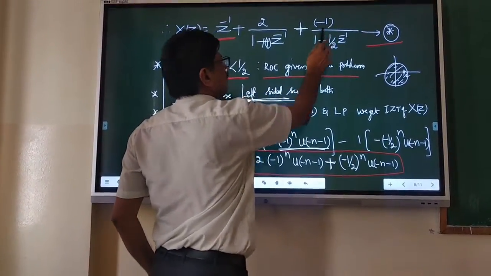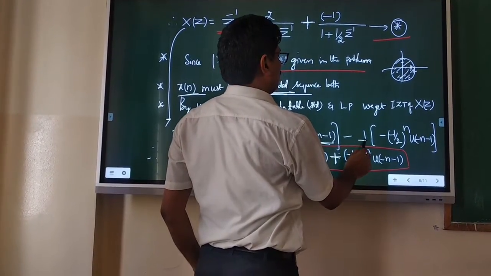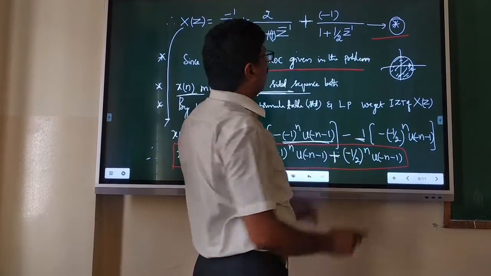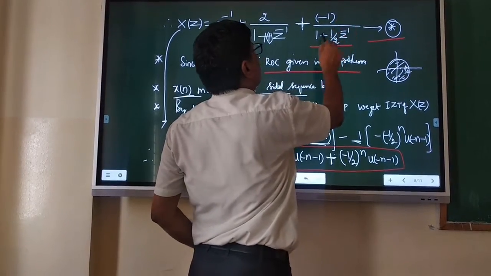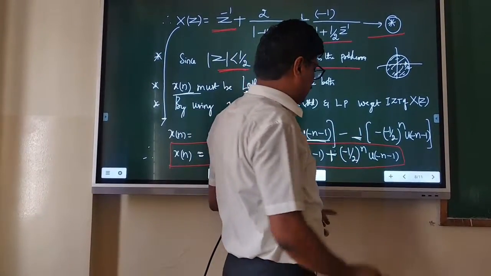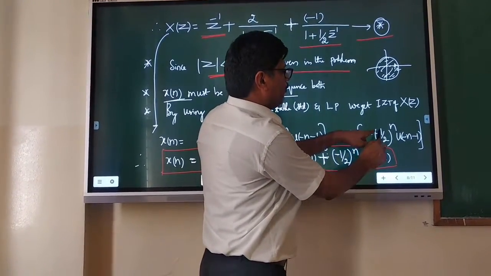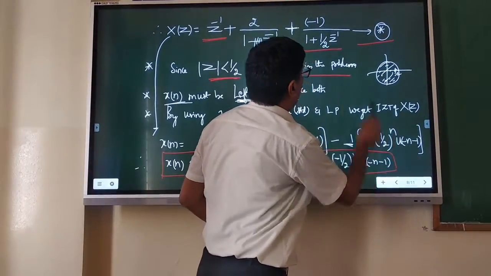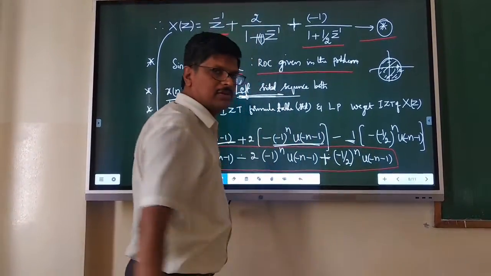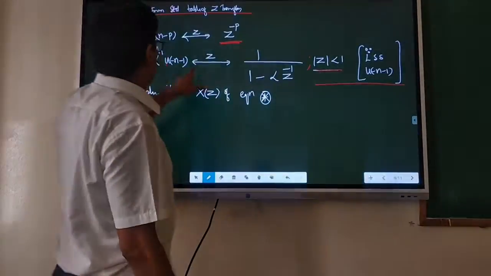Similarly, for the second one, this also has minus 1 as the constant. The z transform of 1 by 1 minus of minus 1 by 2 z inverse is standard. The formula is minus of minus 1 by 2 to the power n u of minus n minus 1, because it is a left sided sequence. Now these two are given here as standard equations.